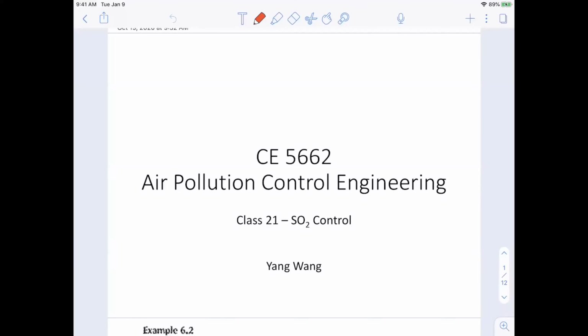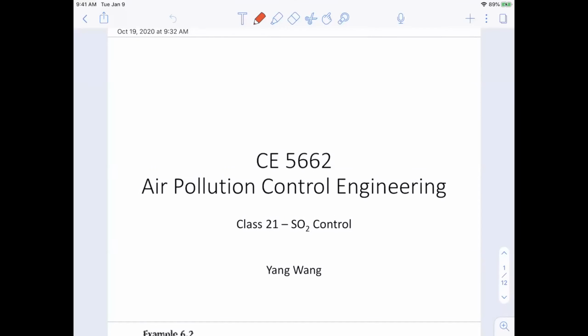So starting from this class, we're going to talk about other air pollutants. That's going to be the focus of our second half of the semester. In our first class, we introduced that there are six types of criteria air pollutants, and we have been focusing on PM. From this class, we're going to talk about sulfur dioxide, which is also one of the criteria air pollutants.